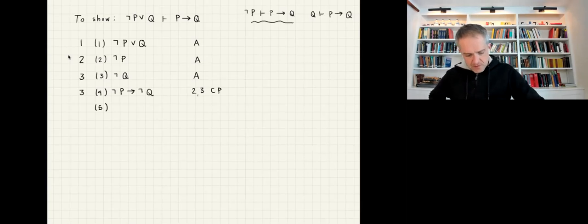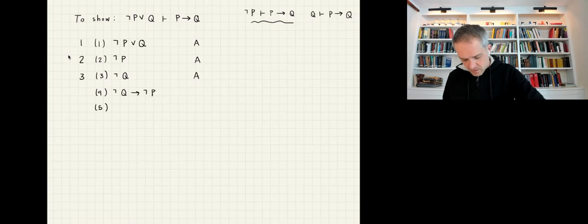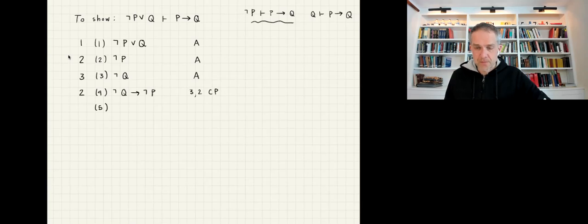Oops, sorry, this was a mistake here. Not a mistake. What I wrote was correct, but it won't be useful for me. So let me actually retrace my steps here. So what I want to do is I want to get if P then Q. That's contrapositive, the same as not Q arrow not P. So what I want to do here is not Q arrow not P. That's 3, 2 conditional proof. Depends just on 2.